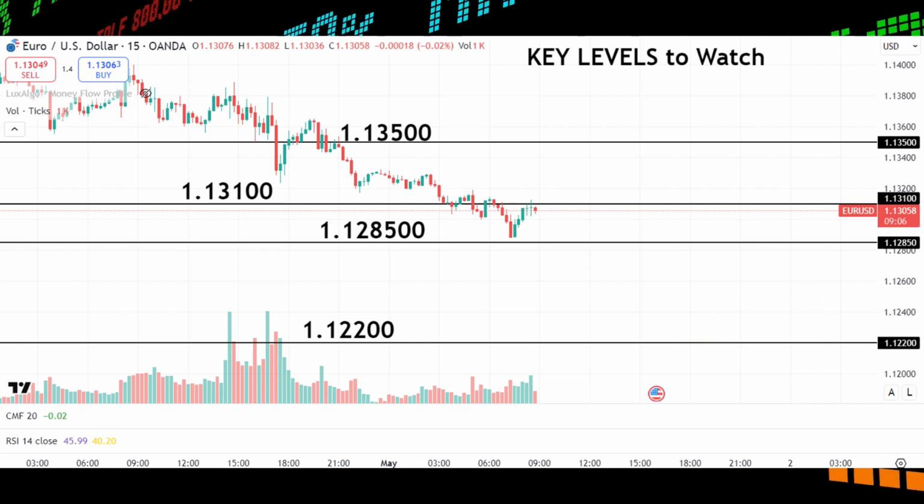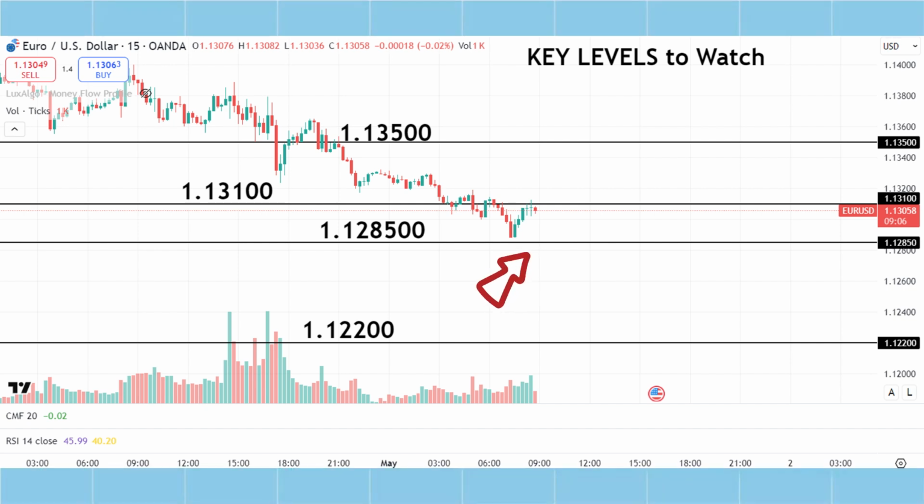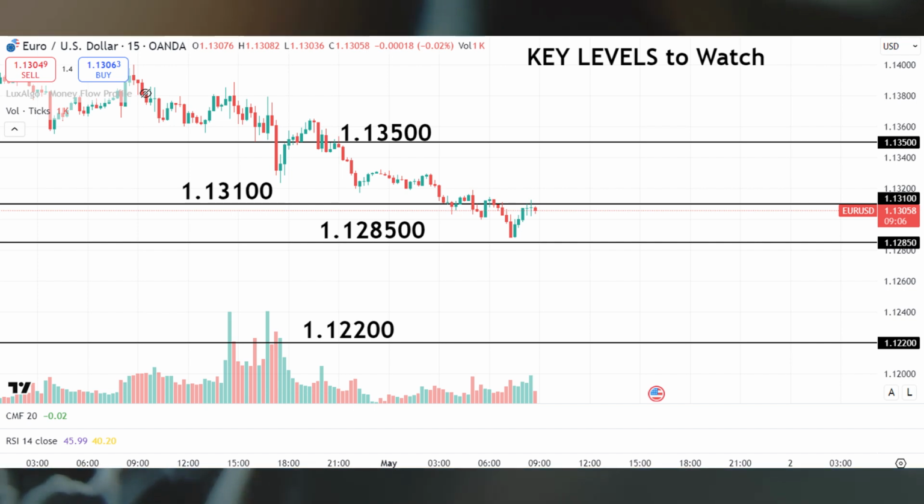Alright, just a couple of risk warnings here. If price drops below 1.1285, liquidity really thins out, so you can expect quick moves and some wild spikes. Also, if the DXY surges, that can totally fuel a deeper sell-off. But the RSI is already looking oversold, so if the bulls jump in and DXY stalls, a short squeeze definitely can't be ruled out.